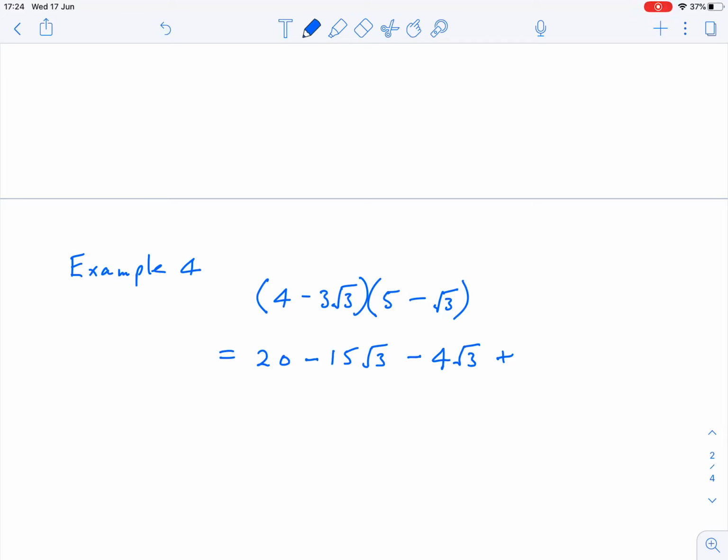That's why we call it the square root of 3, because when it's multiplied by itself it gives you 3. So root 3 times root 3 is 3, but then there's another 3 to multiply that by, so 3 3s are 9. So collecting together like terms, numbers with numbers, 20 plus 9 is 29. We've got minus 15 root 3 minus another 4 root 3, so that's minus 19 root 3.